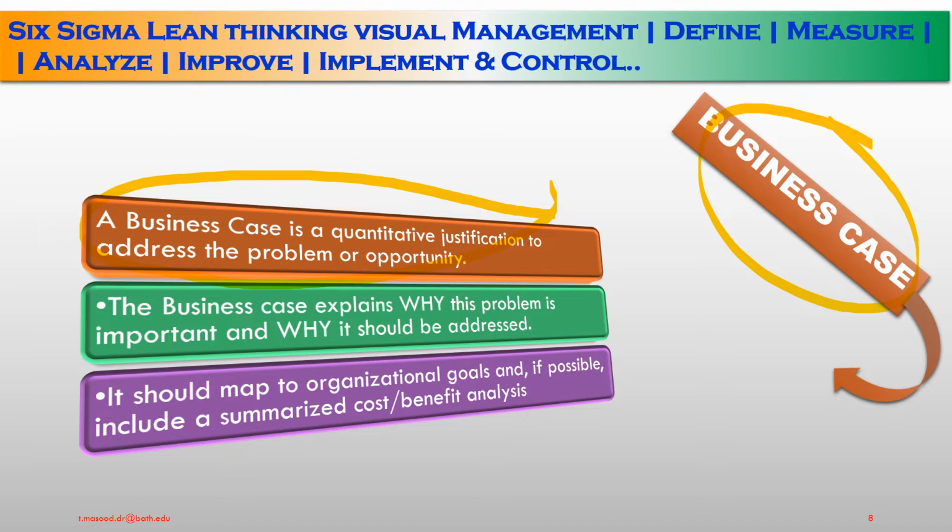Number 2, the business case explains why this problem is important and why it should be addressed. Number 3, it should map to organizational goals and, if possible, include a summarized cost or benefit analysis. So these are 3 key takeaways when we need to set up a business case or purpose for the analysis, or purpose to implement a Six Sigma improvement plan.